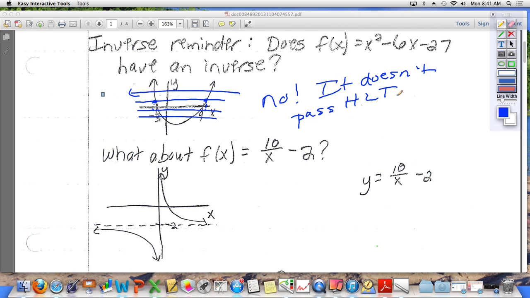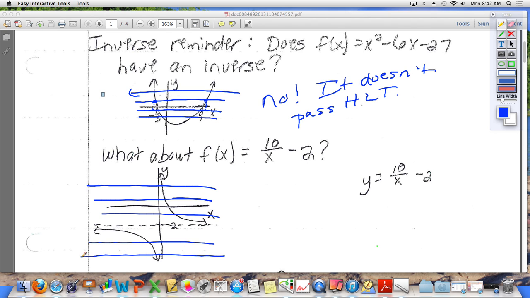Okay, all right, what about this? F of x is equal to 10 divided by x minus 2. Does that have an inverse? Well, does it pass the horizontal line test? If I were to draw these lines, yes, it does. It only touches the graph in exactly one place, so we say yes, it does, and you would want to say it passes HLT. So it does have an inverse.